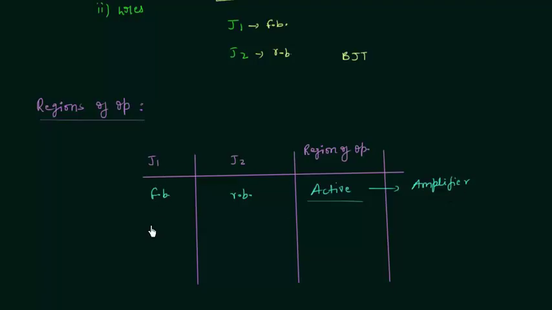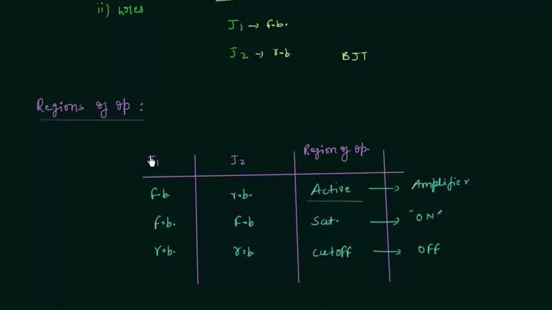When junction J1 is forward biased and junction J2 is also forward biased, the transistor remains in saturation mode, and it corresponds to the logical on or closed switch. In the third case, junction J1 is reverse biased and junction J2 is also reverse biased. In this case, the transistor remains in cutoff region, and it corresponds to logical off or open circuit.